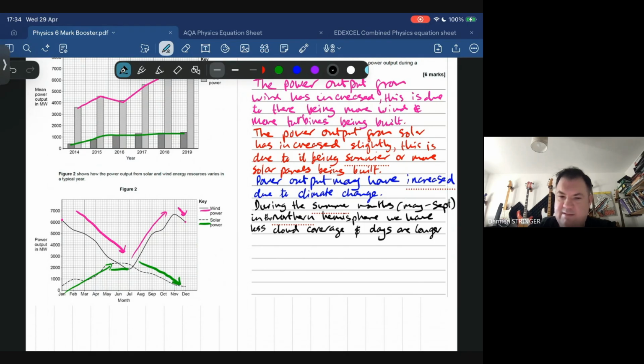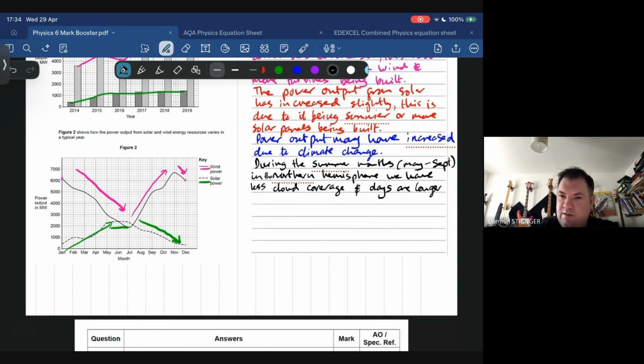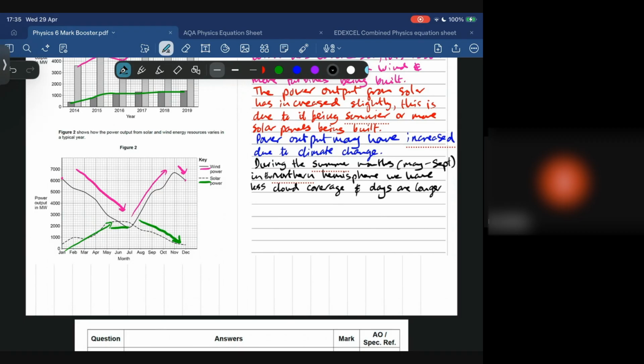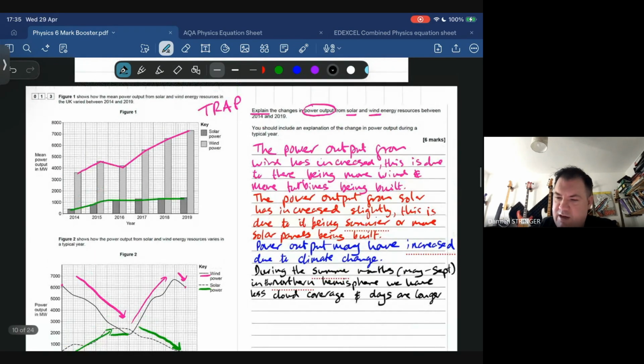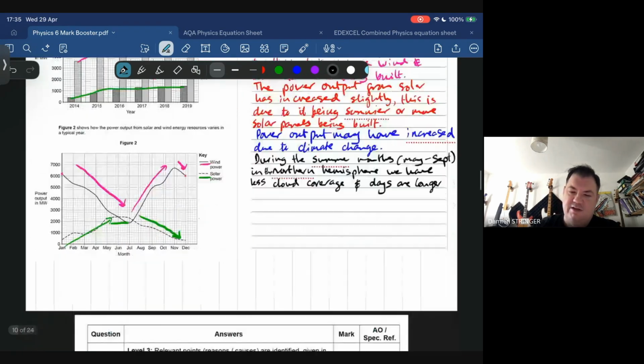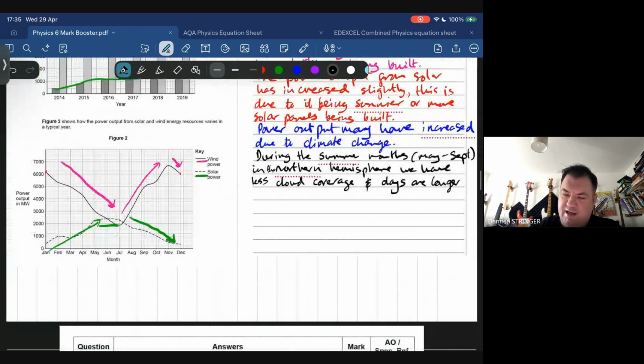Which one does that affect? Wind or solar? Still with you, Louis. You've lost me. So you've said to me during the summer months in the northern hemisphere we have less cloud coverage and days are longer. So we need to link that to something that answers this question. You should include an explanation of the change in power output during a typical year. So that graph there is our typical year. We've done the explanation, but we haven't said which one that actually refers to. Is it referring to wind or is it referring to solar?